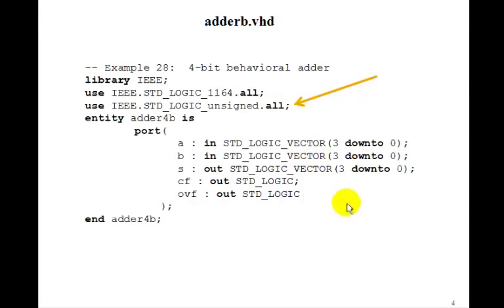Now for the plus sign to be used, we've actually used it without talking about it too much in previous lessons, but we must include this IEEE unsigned. This will allow us to use the plus sign. We'll say more about this in the next lesson. So in our case here, A is 4-bit in, 3 down to 0. B is the 4-bit input, 3 down to 0. S is the 4-bit output, the sum, 3 down to 0. And then we have the carry flag and the overflow flag.